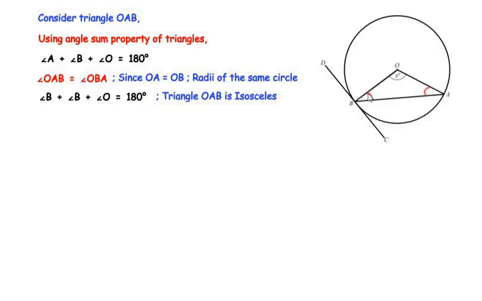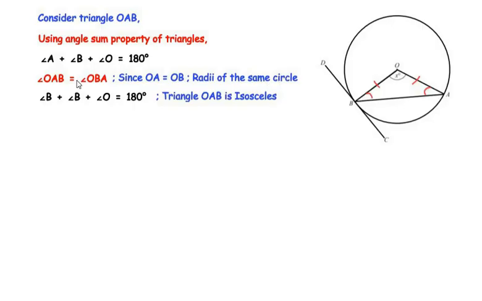Because in this triangle, we can see that the side OA will be equal to the side OB because they represent the radii of the same circle. So now triangle OAB becomes an isosceles triangle. So here we have written these two angles become equal since the side OA is equal to the side OB, that is the radii of the same circle.